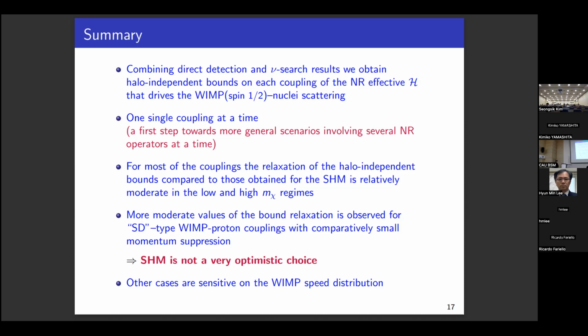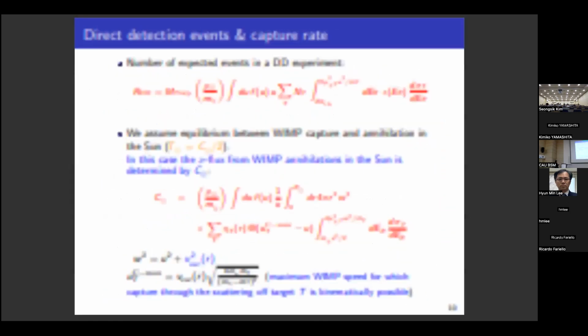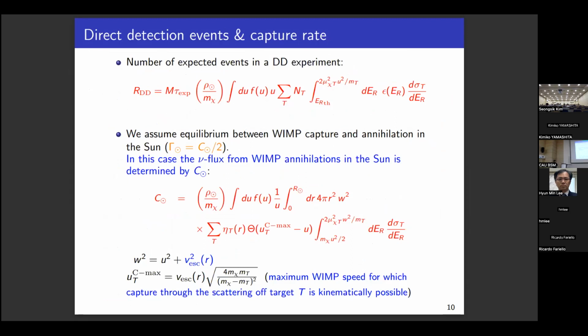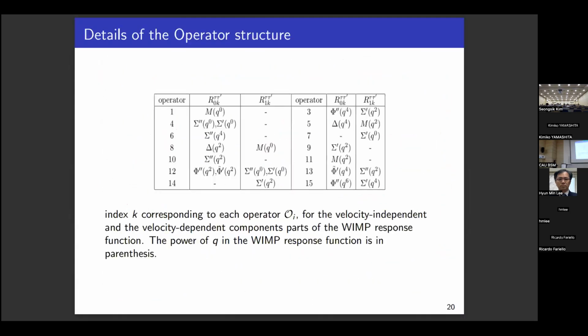So in the halo independent method, you assume the equilibrium between capture rate and annihilation. So if this assumption is violated, in which case is this assumption violated, and what is the impact in that case? Yeah, actually, let me show you the full relation.